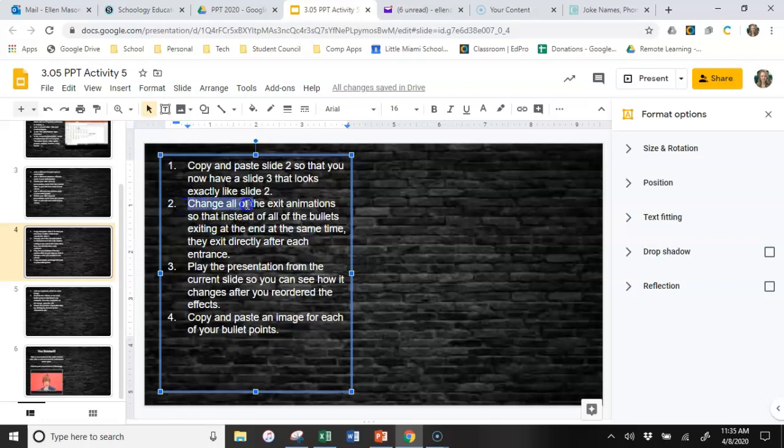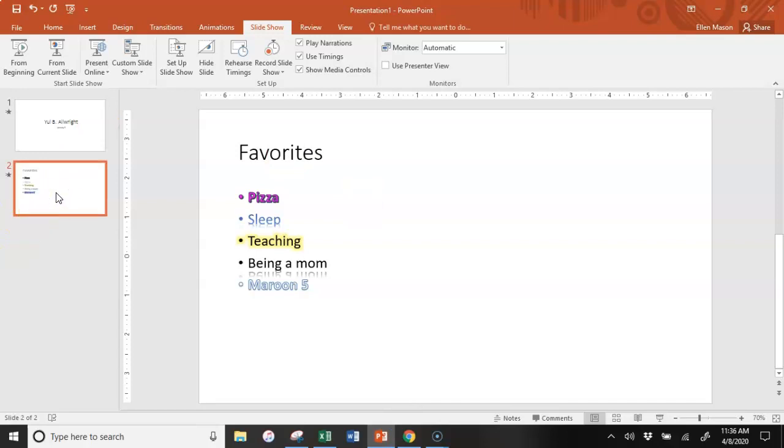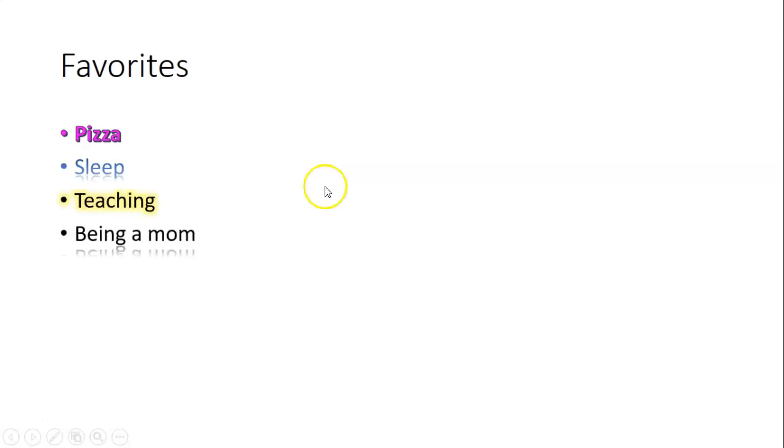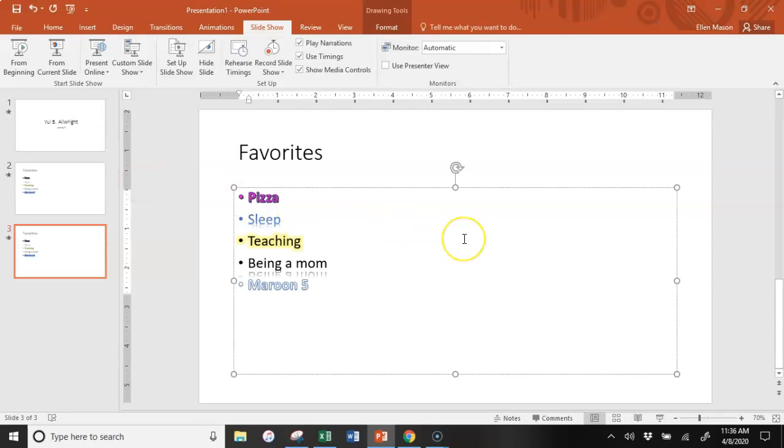Step 2 says change all of the exit animations so that instead of all the bullets exiting at the end at the same time, they exit directly after each entrance. Okay, so let me explain kind of what I want you to do here. So first of all, I'm going to copy and paste this, Control C, Control V. Okay, so now make sure you're on slide 3. And as before, if you're watching from before, the way that we have it set up, each bullet comes in first before each exits. Well, sometimes you want something to come in and leave before the next bullet comes up. So that's what I want you to do now.